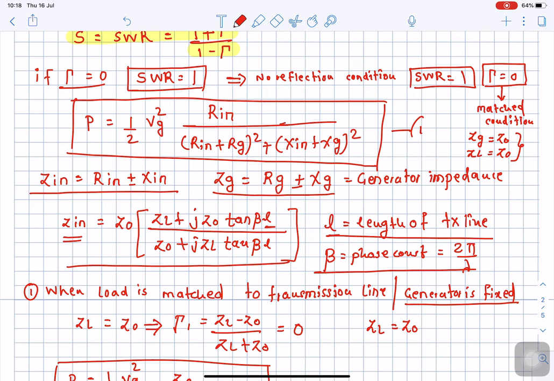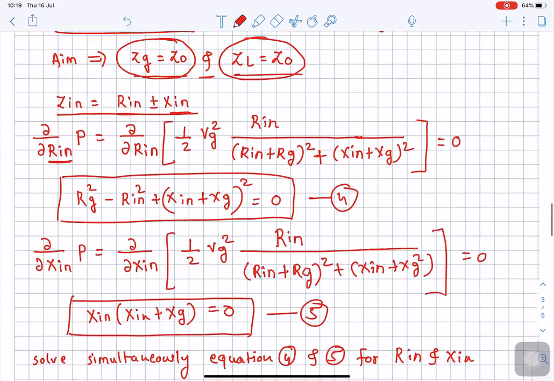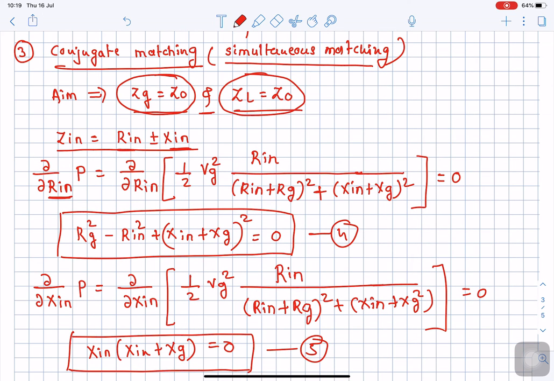Okay, so this is equation number 1. Take the derivative of this equation number 1 with respect to the imaginary part of the input impedance and equate it to 0. Whenever we take the derivative of the power and equate it to 0, that means we are finding a condition to maximize the power. Please remember, the aim is to find a condition in order to transfer the maximum power.